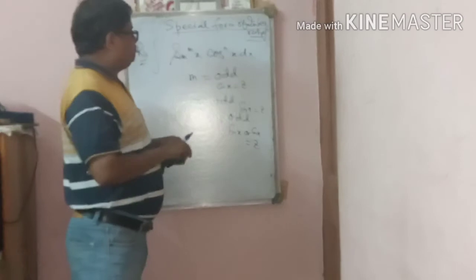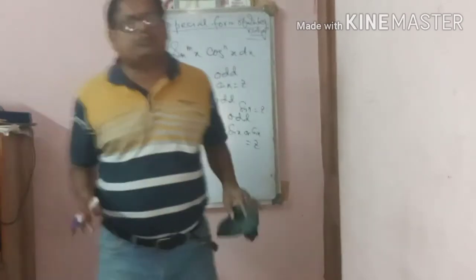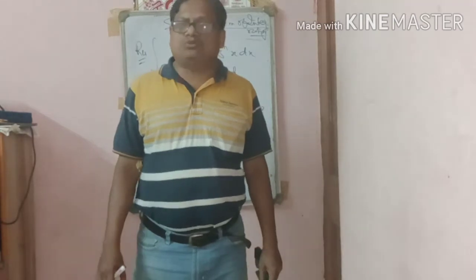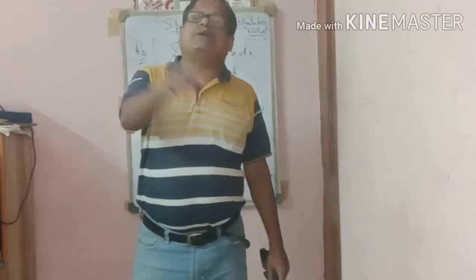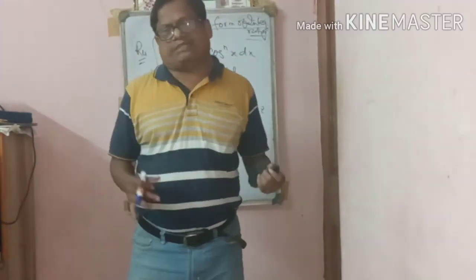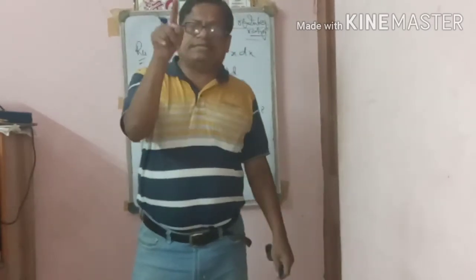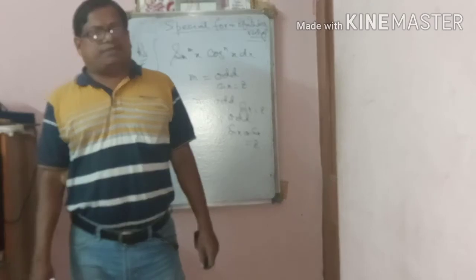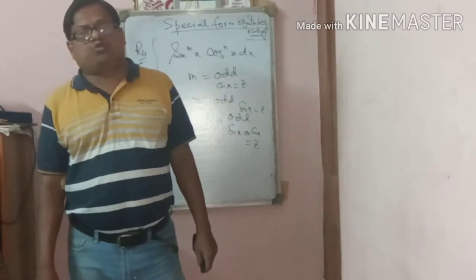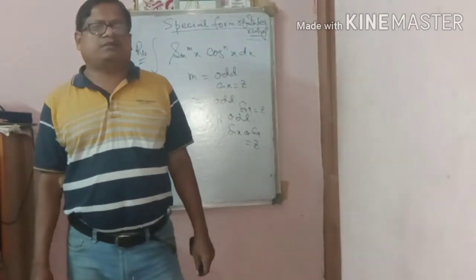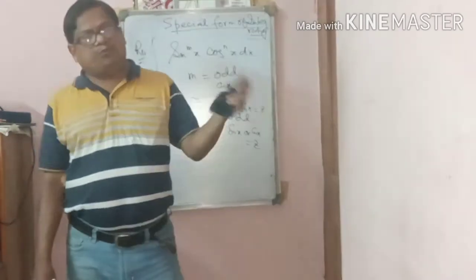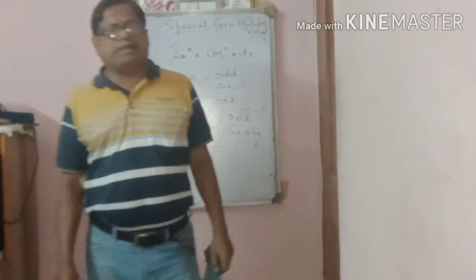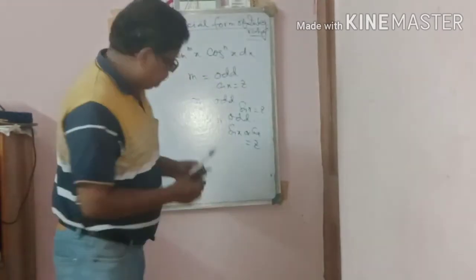Again I am telling, suppose both are even. Then what to do? If both m and n are even numbers, then you put the multiple angle formula, the same formula is there. Multiple angle formula.